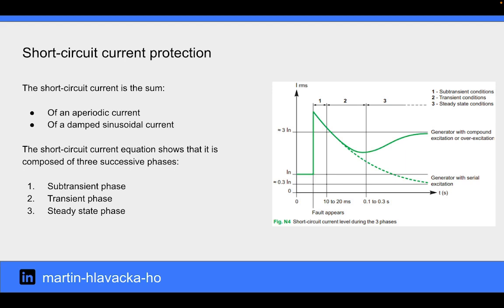The short circuit current is the sum of an aperiodic current and of a damped sinusoidal current. The short circuit current equation shows that it is composed of three successive phases: subtransient phase, transient phase, and steady state phase.